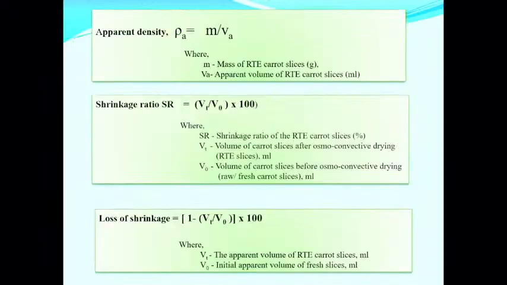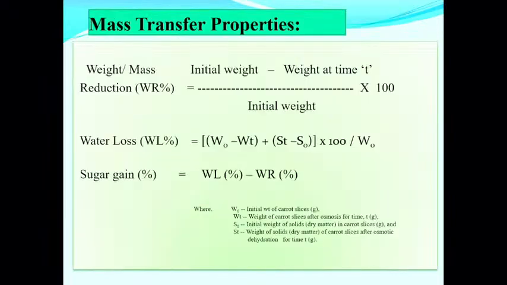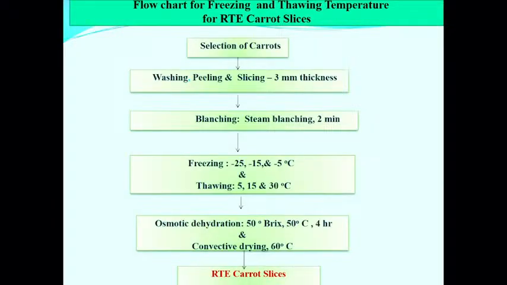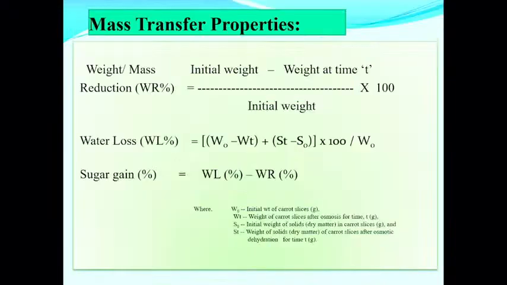This is the flowchart for the process, that is, selection of carrots and washing. After washing and peeling, slices of 3 mm thickness were made and steam blanching was carried out for 2 minutes. The freezing temperatures varied at -5, -15 and -25 degrees, whereas the thawing temperatures were 5, 15 and 30 degrees. The osmotic dehydration parameters were kept constant, that is, 50 degree Brix osmotic solution concentration.